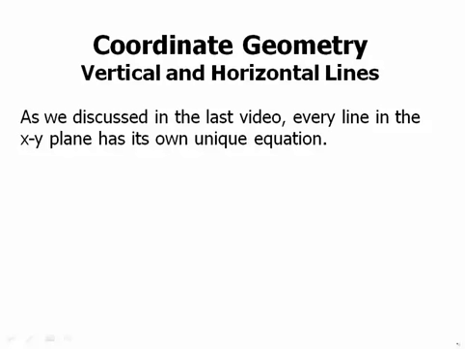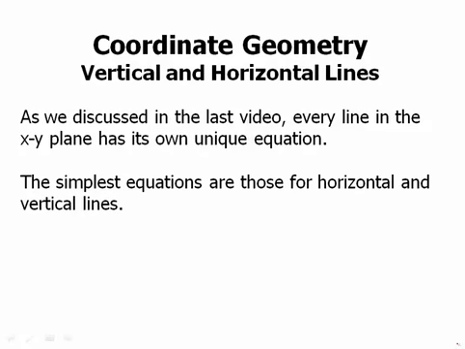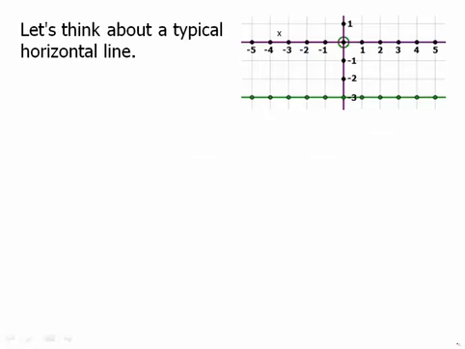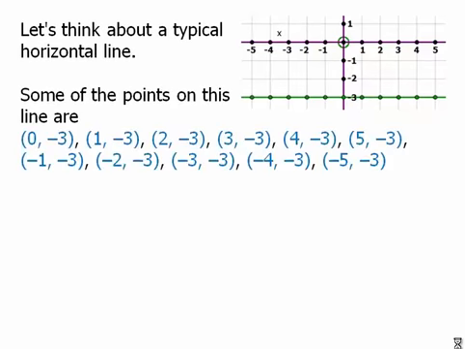As we discussed in the last video, every line in the xy plane has its own unique equation. The simplest equations are those for horizontal and vertical lines. Let's think about a typical horizontal line. So here's a horizontal line, and I've highlighted the points on the line. Let's just think about the coordinates of these points.